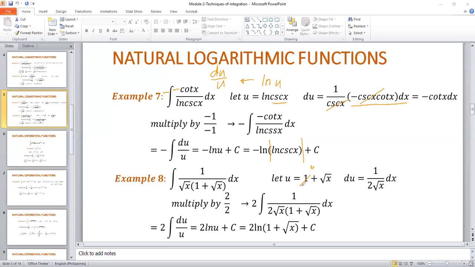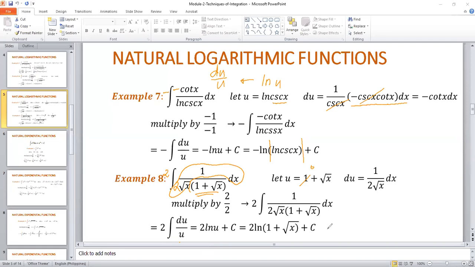Now, so this is your u. The remaining expression, which is 1 over square root of x, only needs 1/2. So you place a 2 here, and you place 2 outside. So that's 2 over 2, which is still 1. So then you have a 2 du. This is your du. This is the entire du over u. So you have 2 ln of u. And what is your ln? Or rather, what is your u? This is the u, the 1 plus square root of x.